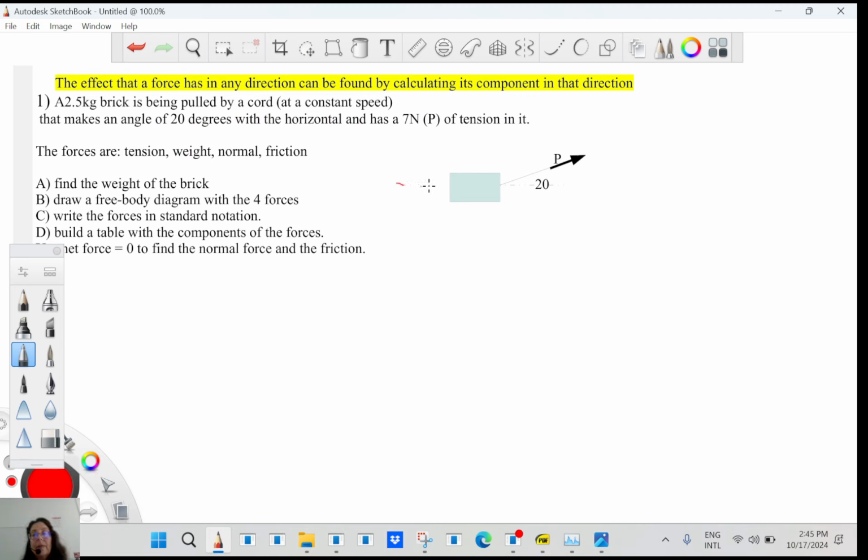Okay, so you have your x-axis here. You have your y-axis. You do it the same. You have to do it. If you wait for me to do it, you're not really learning. So you have the weight and what's the mass? 2.5. So the weight is straight down, which is 25 Newton.